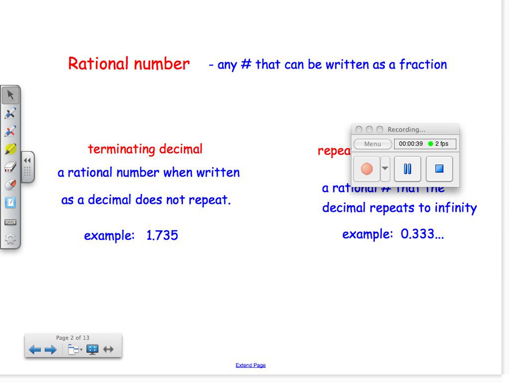And here's our first definition: rational number. A rational number is any number that can be written as a fraction. Any number that can be written as a fraction. That's your definition for a rational number.